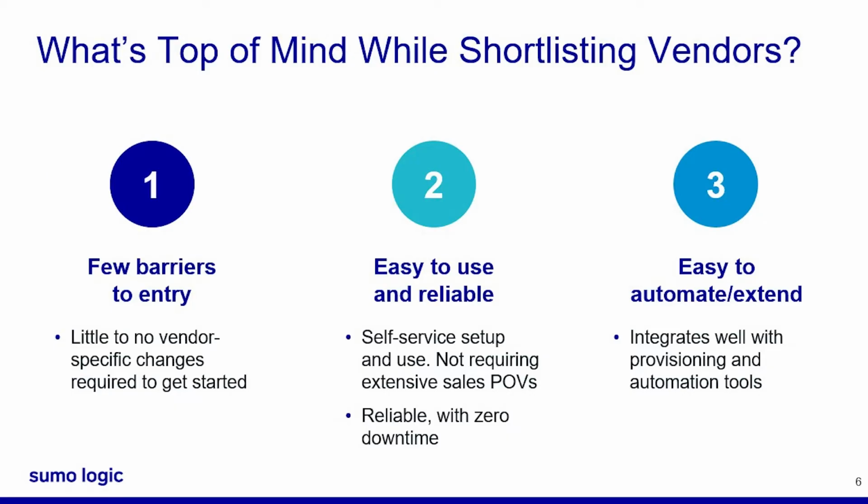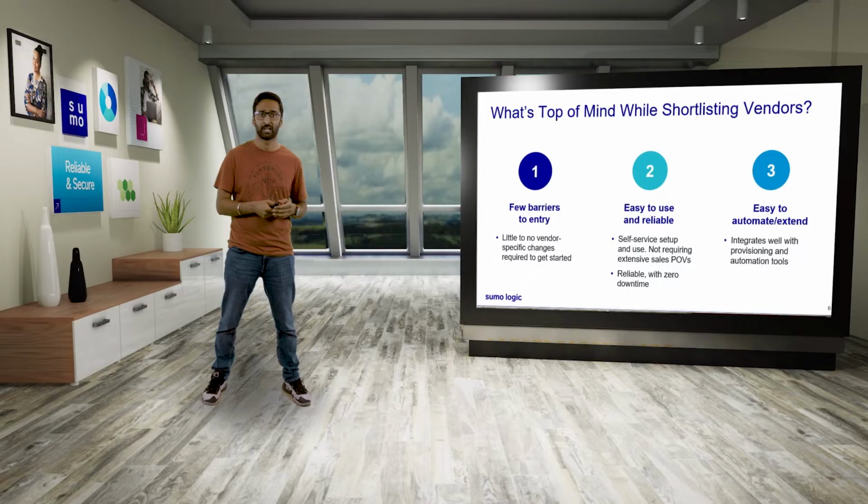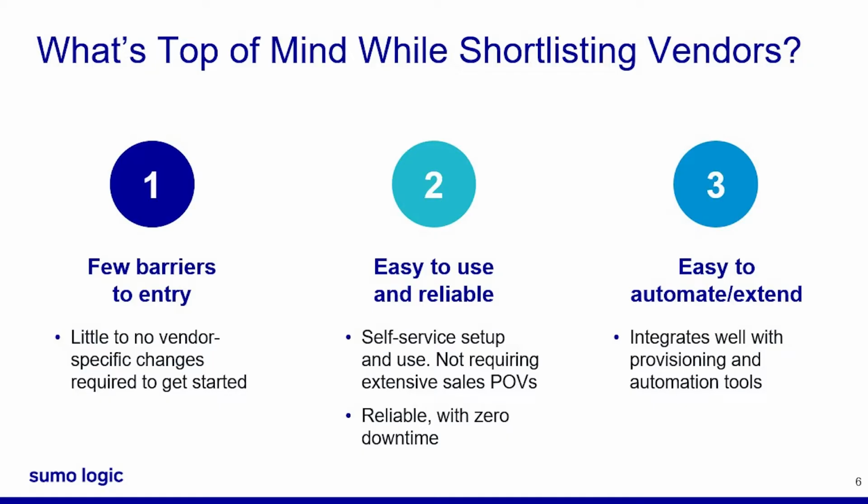The first thing that everybody cares about is fewer barriers to entry. What does that mean? You basically don't want to make major changes specific to a vendor to start onboarding. For example, a vendor only supporting metrics in statsd format. So if you have metrics in Prometheus format, you have to first convert them into statsd before the vendor can ingest them. Or worse still, your vendor requires specific instrumentation logic if you are using APM in order for you to onboard on that vendor. The second thing that you care about is ease of use.